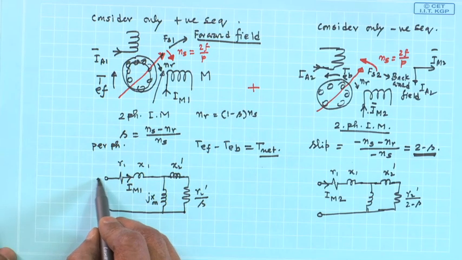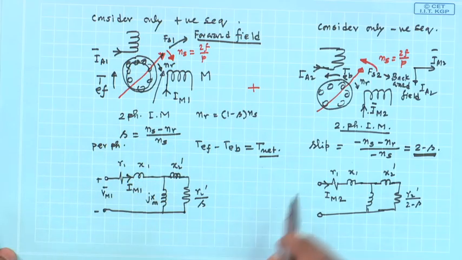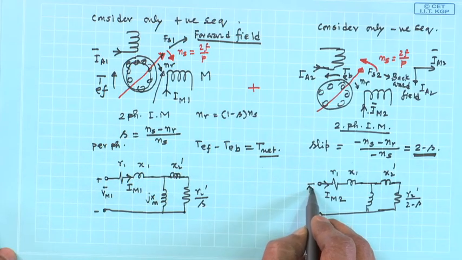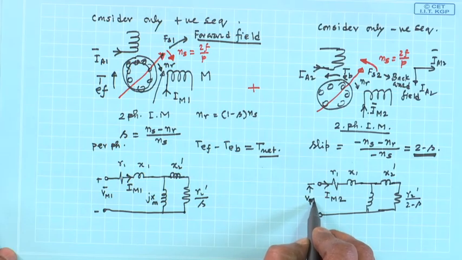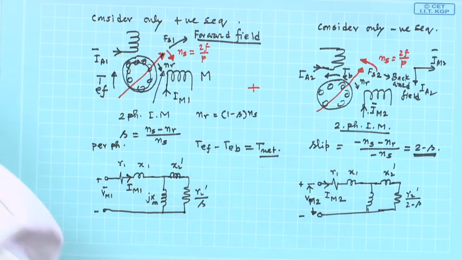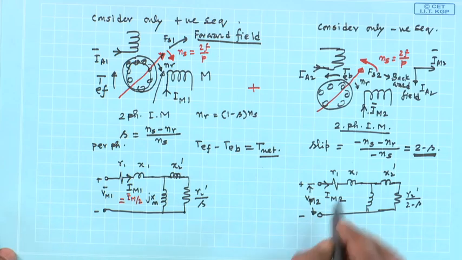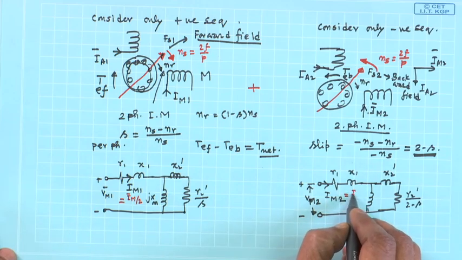What will be this voltage? Whatever will be the drop here, it is Vm1, positive sequence voltage. What will be this voltage? Vm2, negative sequence voltage, plus minus. What will be this current? Im1, and Im1 I have seen it is equal to Im by 2. Similarly, what is Im2? It is Im by 2, like that.